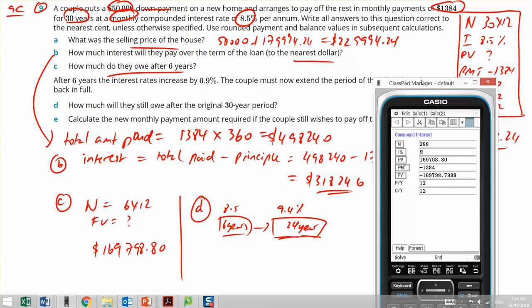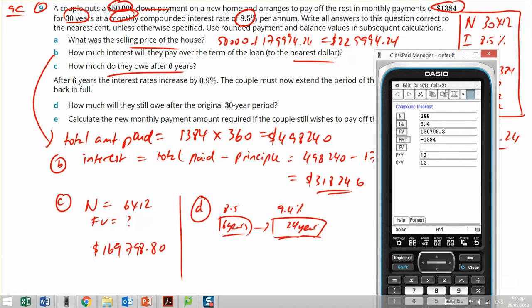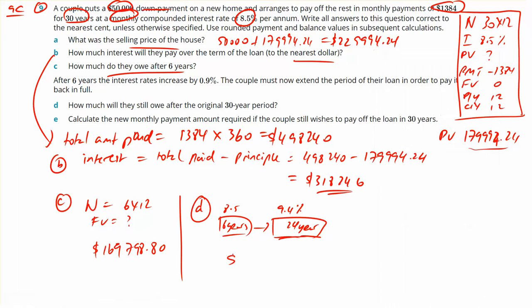It's 9.4% per annum now. The principal value is what we had before. Our payment's the same. Considering our payment's the same, what is our final value if the conditions are the same except for the interest rate? So let's see, at 30 years, what is the worth of our investment? It's 11567.70. So this is the amount they owe after 30 years, assuming they make the same payment amount.